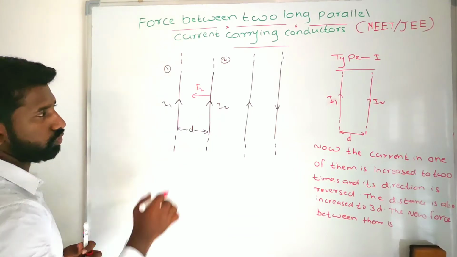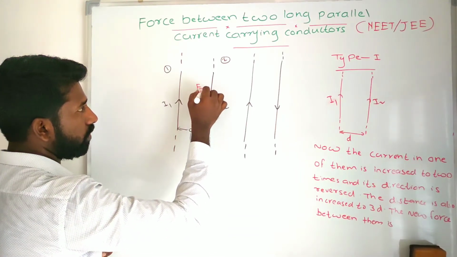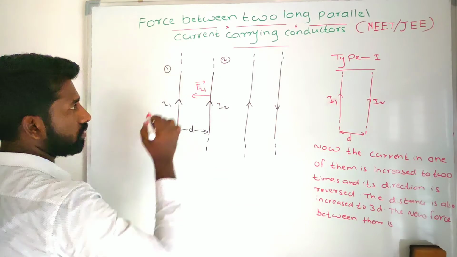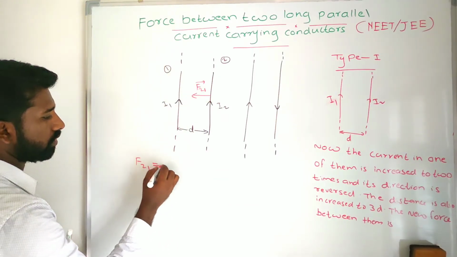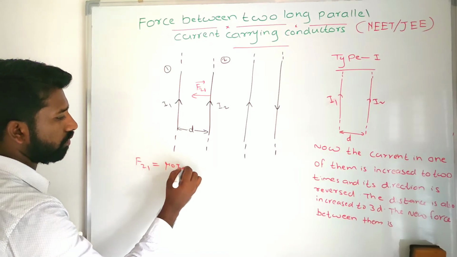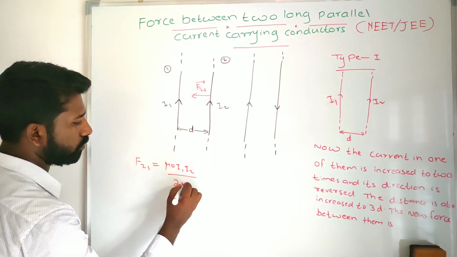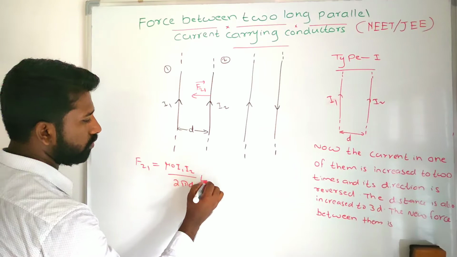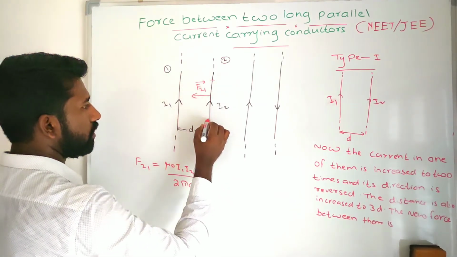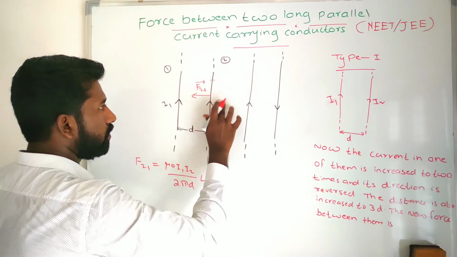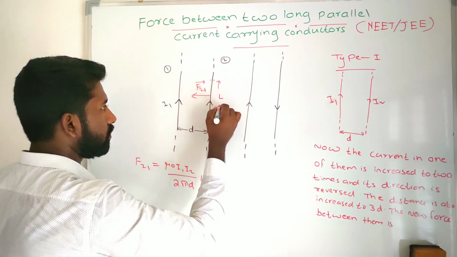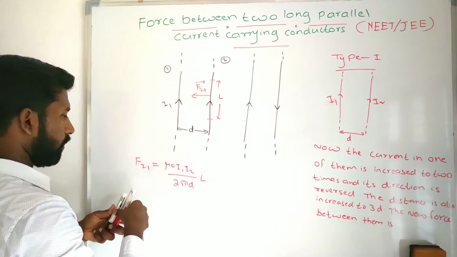So F21. Who is exerting? 1 is exerting. So this is F21. Okay. What about the magnitude? F21 is equal to mu 0 I1 I2 divided by 2 pi d into L. What is L? L is the length of this conductor. Okay, this is the thing.